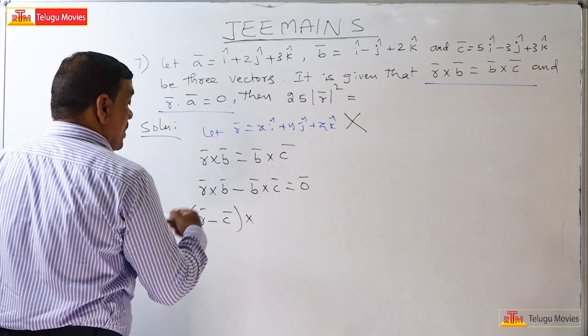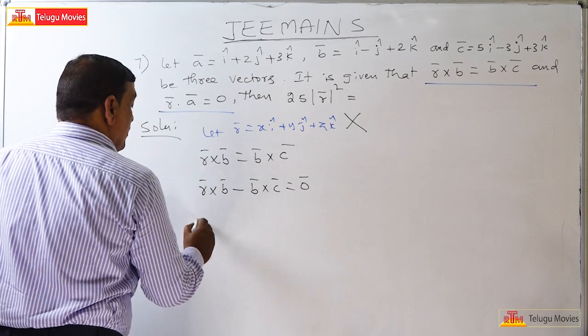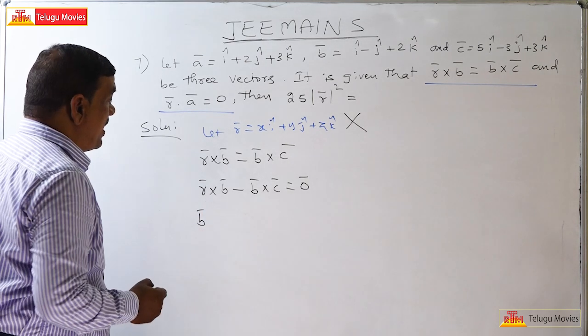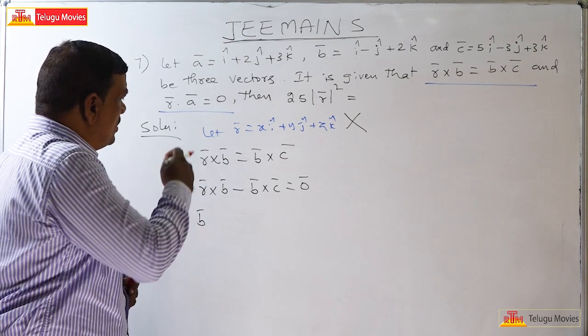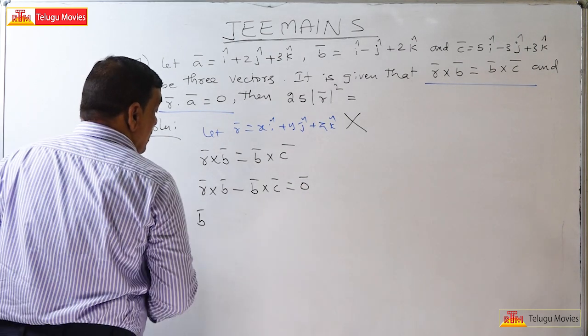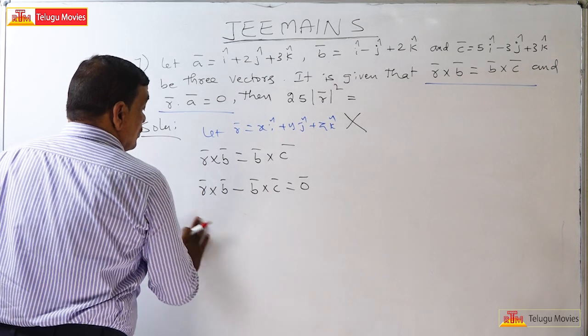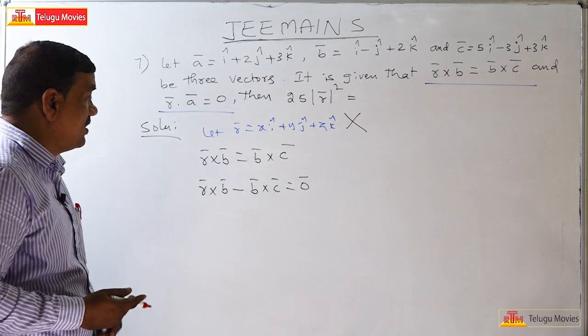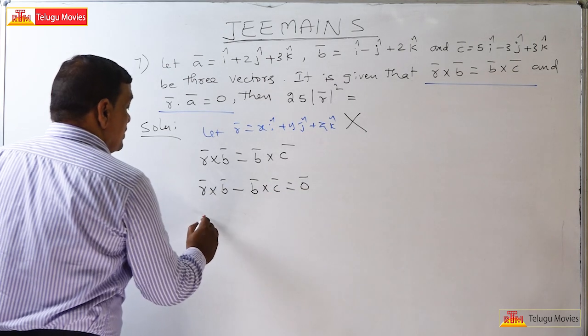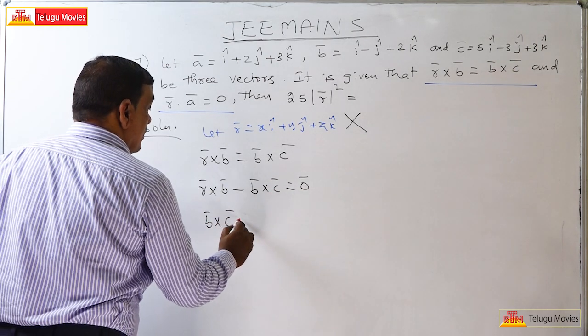Here R bar, otherwise we can write it like this: R bar cross B bar minus B bar cross C bar. Otherwise you can take the cross with B bar on that side also. So R bar cross B bar minus B bar cross C bar is equal to 0 bar. Otherwise you take this side, so this is equal to B bar cross C bar.